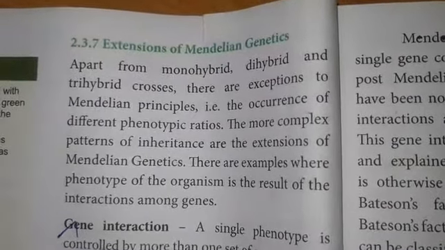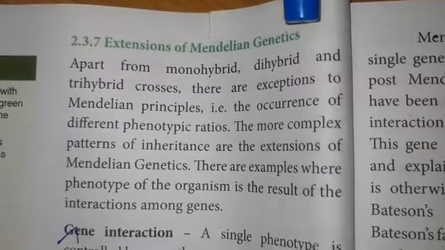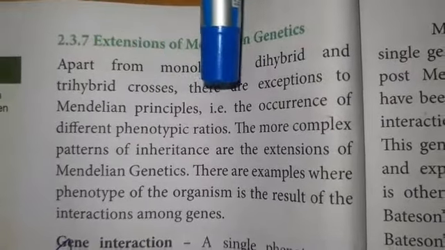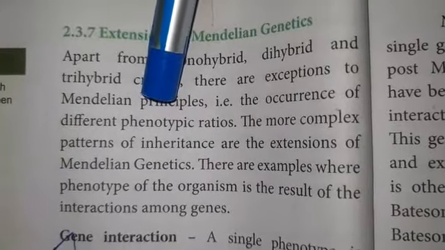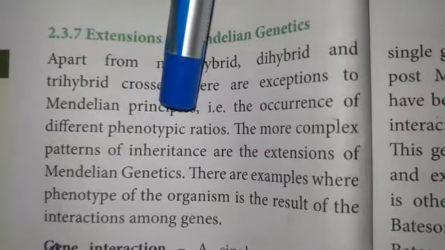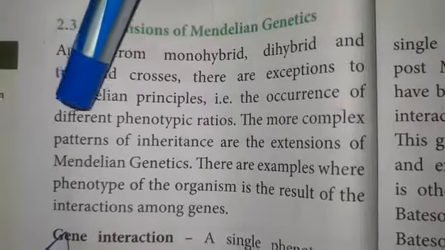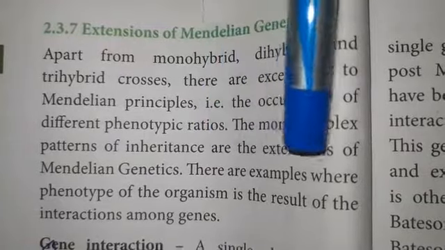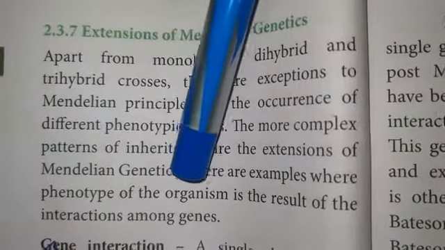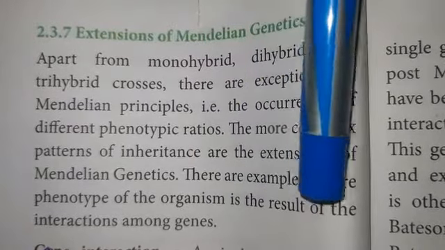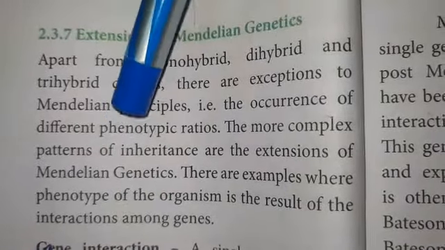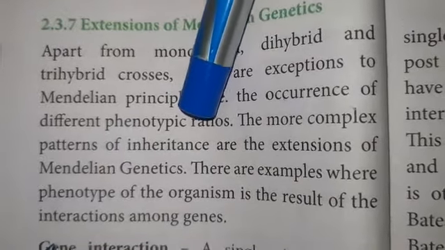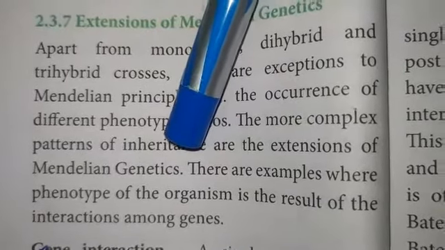Extension of Mendelian genetics. Apart from Mendel's monohybrid cross, dihybrid cross, and trihybrid cross, there are some exceptions to the Mendelian principle, that is, the occurrence of different phenotypic ratios. Phenotypic means external appearance. These are the more complex patterns of inheritance, or the extension of Mendelian genetics. There are examples where the phenotype of the organism is the result of the interaction among the genes.